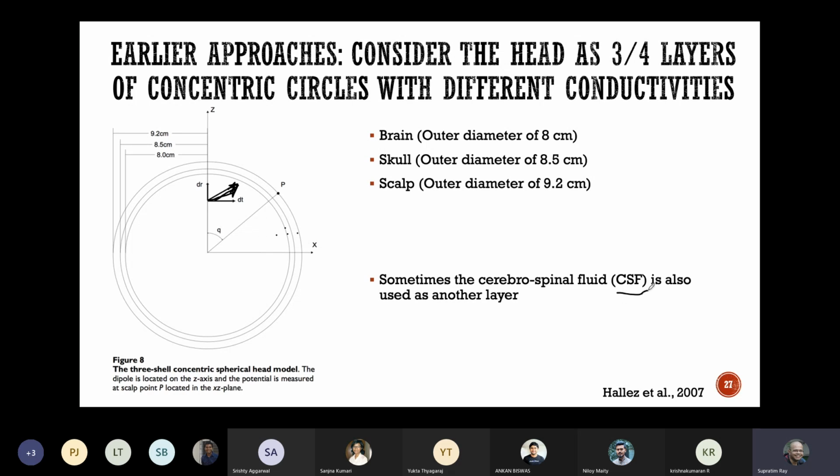Sometimes a fourth layer is also added, which is the CSF, and they all have different conductivities. Right now, we will just assume that the conductivity is not a vector, it's a scalar. And then I've put a dipole somewhere in the middle here, and I want to know what's the potential at some point on the scalp, outside, given this dipole?